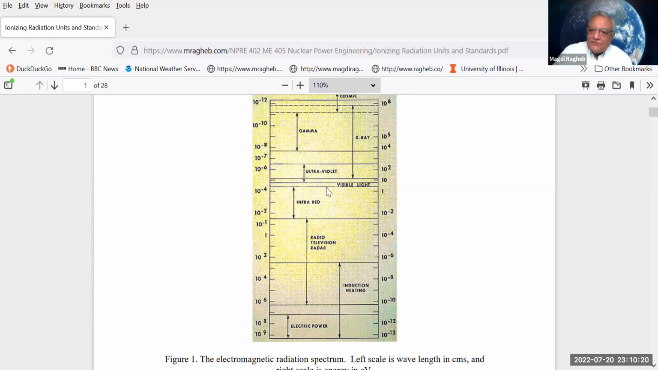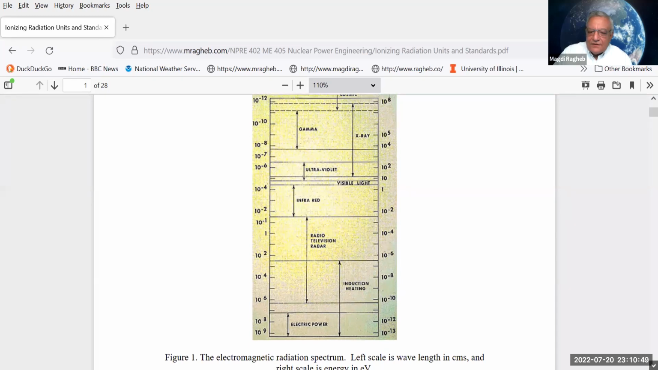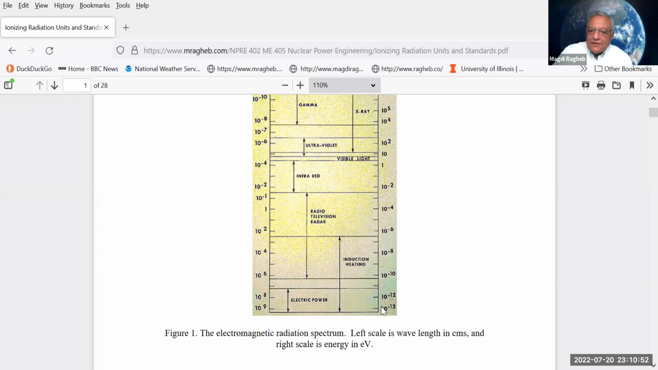On the other side of the visible spectrum, we have the infrared, which is heat. And sensors in our skin can sense heat, obviously. So we have a range a little beyond the visible light that affects us, the ultraviolet and the infrared. The shorter the wavelengths of the radiation here, you'll find that the higher the energy on the right scale. So here you could see the right scale is the energy in electron volts. In electrical power, the photon energy is 10 to minus 13 electron volt. Radio, television, and radar is 10 to minus 4 electron volt. And in the visible region is in the range of 1 to 10 electron volt, maybe a few electron volts.